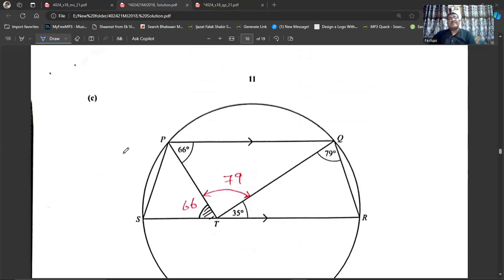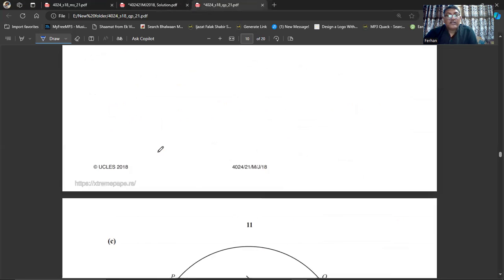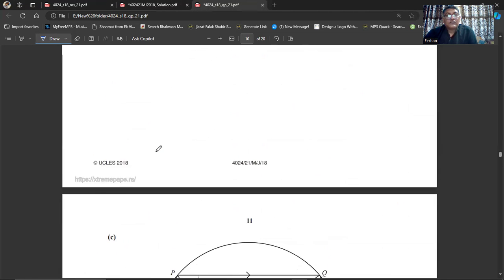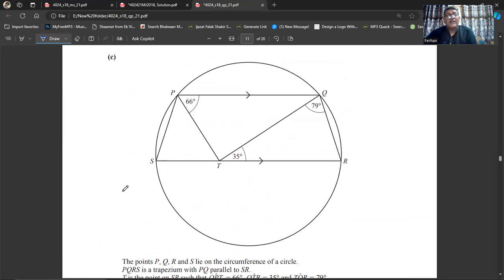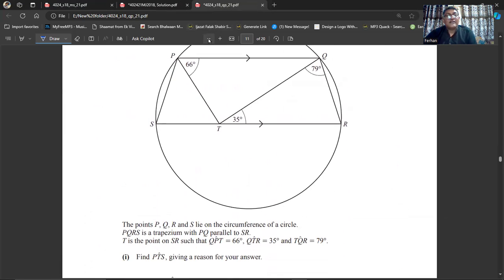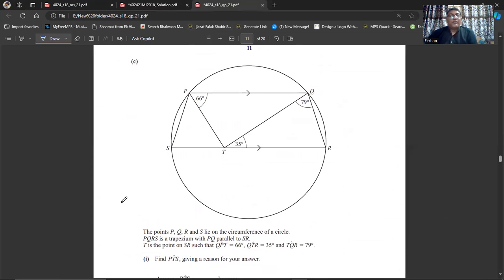Question number 6, and it's C part. Here we have a circle, and he says that the points P, Q, R, and S lie on the circumference of a circle. PQRS is a trapezium with PQ parallel to SR.